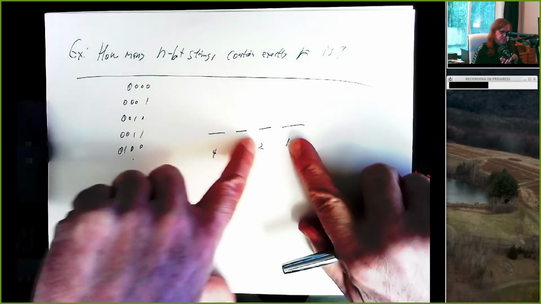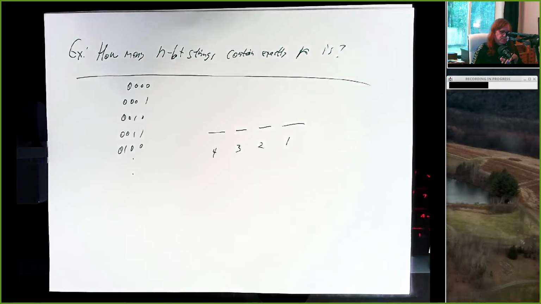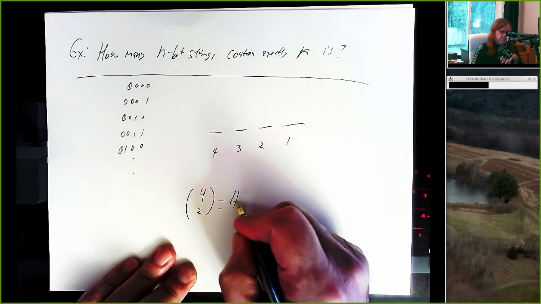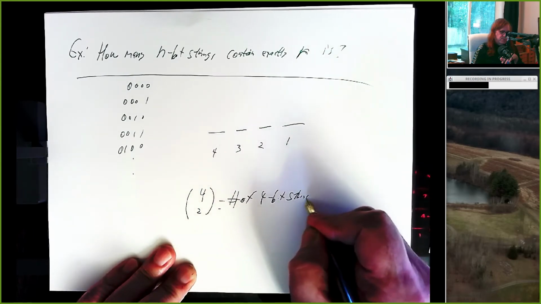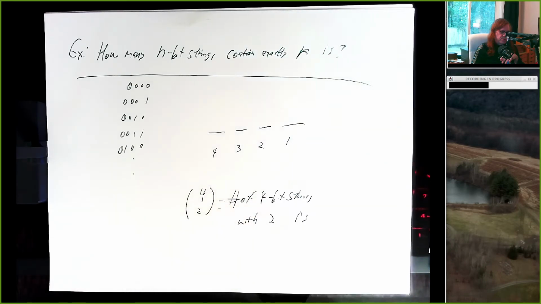I could choose these 2, these 2, these 2, these 2, these 2, these 2. So 4 choose 2 equals the number of 4-bit strings with 2 ones. Does everybody see that? Yeah, that makes sense.